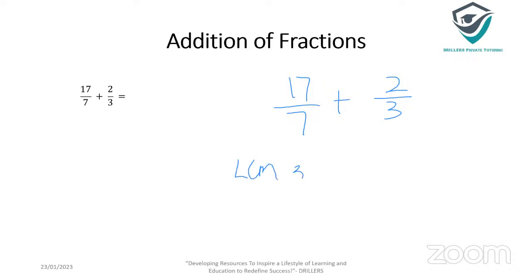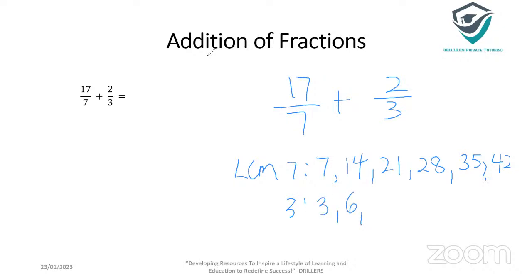So the LCM of 7 and 3. We look at the first few multiples. For 7: 7, 14, 21, 28, 35, 42. And then for 3, we have 3, 6, 9, 12, 15, 18, 21.